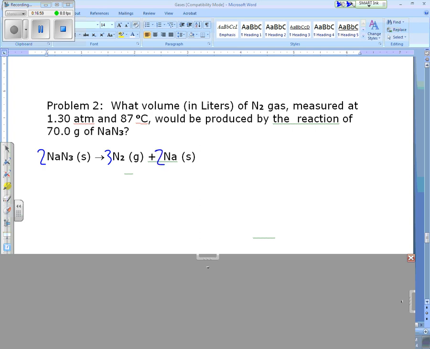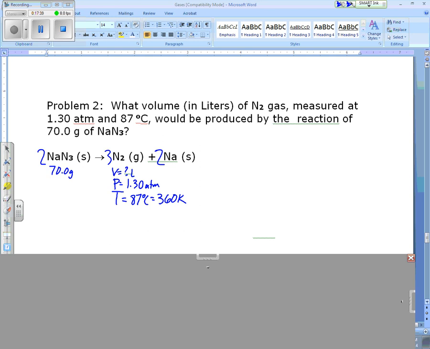here. All right. Now, what volume in liters of N2 gas? So volume's what I'm going to be looking for here in liters. And this volume is going to be measured at a pressure of 1.30 atmospheres and a temperature of 87 degrees C, but we know that has to be in Kelvin. And so what is that? 360 Kelvin. And then the only other piece of information is produced by the reaction of 70 grams of NaN3.